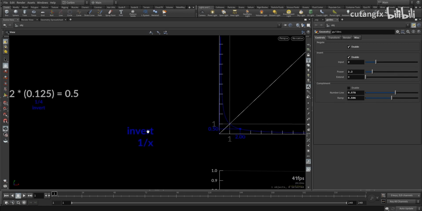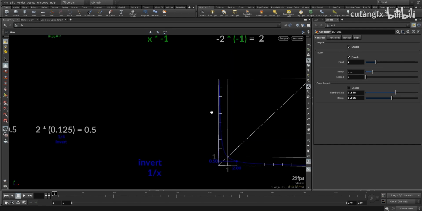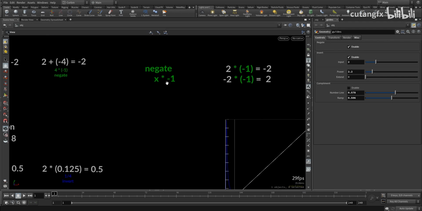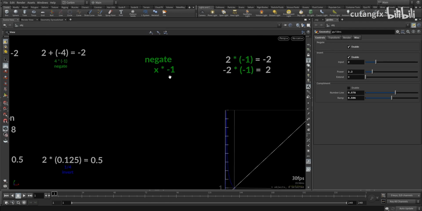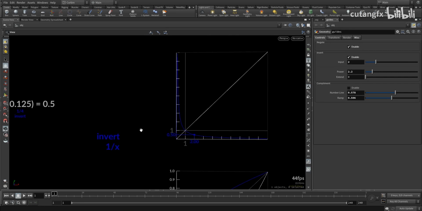Now, when you use VOPs, you'll find that there are nodes for all of these 3 that we're going to be talking about. There is a negate node, and in fact, the little icon on the node has an x times -1. So it actually reminds you what it does just by the icon on the node. And the invert node also has 1 divided by x. Okay, so it's just a way to help you remember if you are using VOPs.